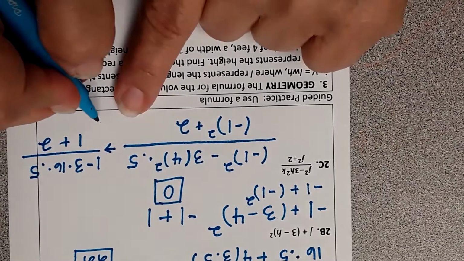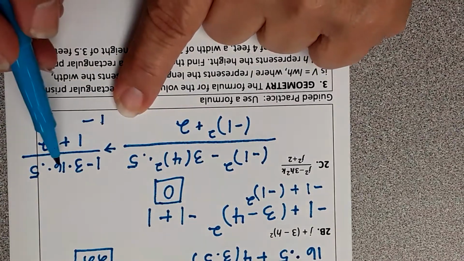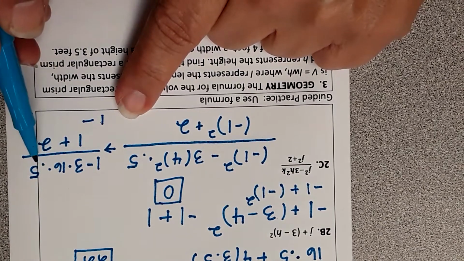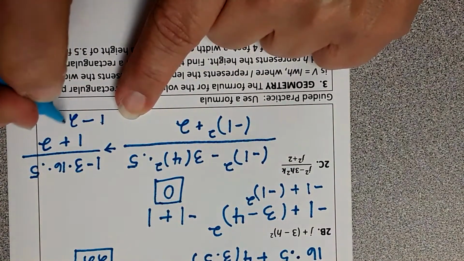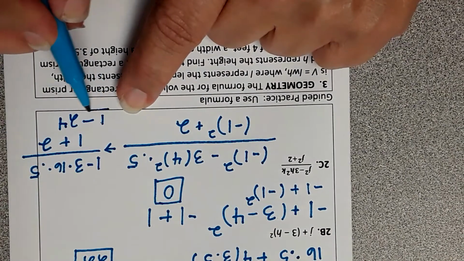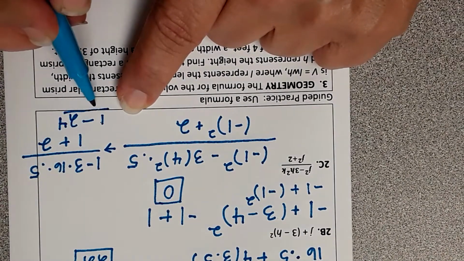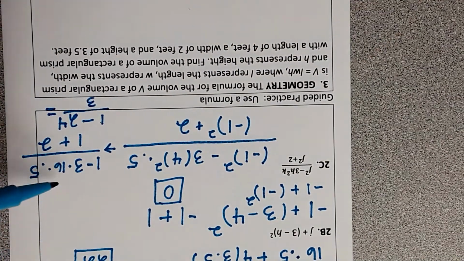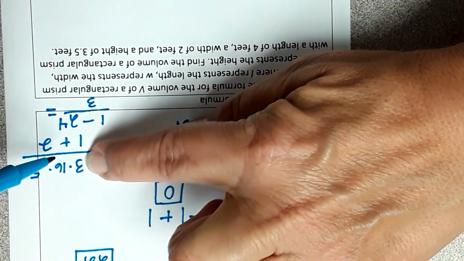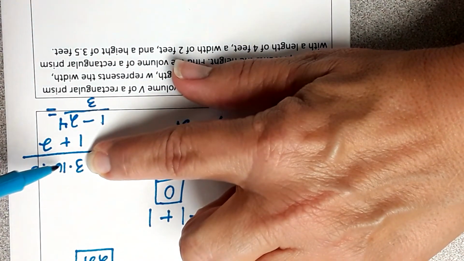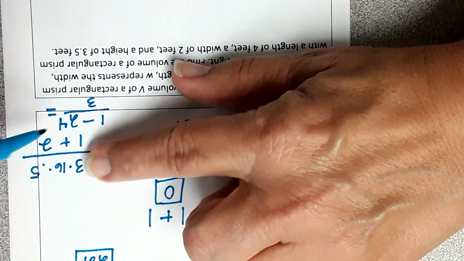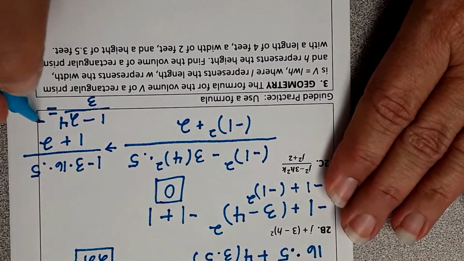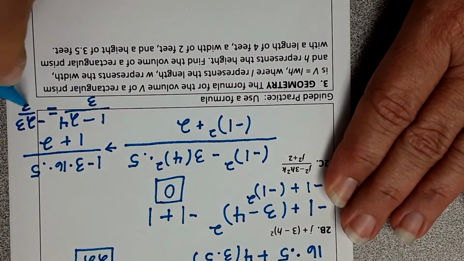Here we go. So it's going to be 1 minus 3 times 16 is 48. 48 times 0.5 is 24. 1 plus 2 is 3. So again, you guys, I just acted like that was a minus sign. I did 3 times 16 was 48. 48 times 0.5 is 24 because half of 48 is 24. 1 minus 24 is negative 23 over 3.